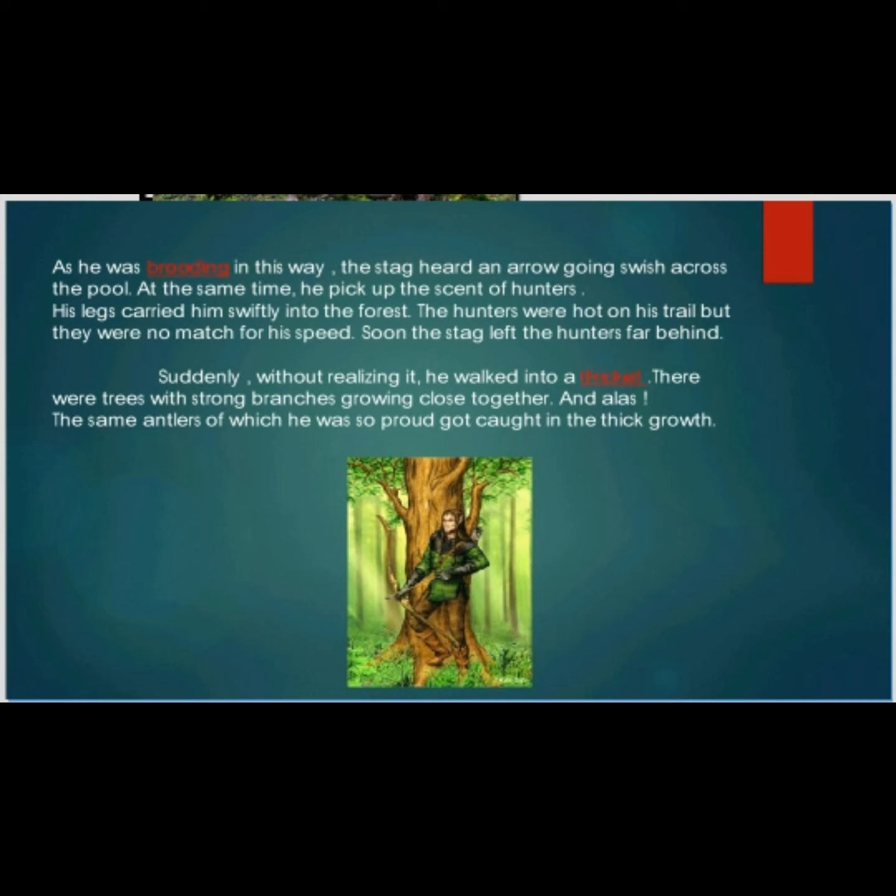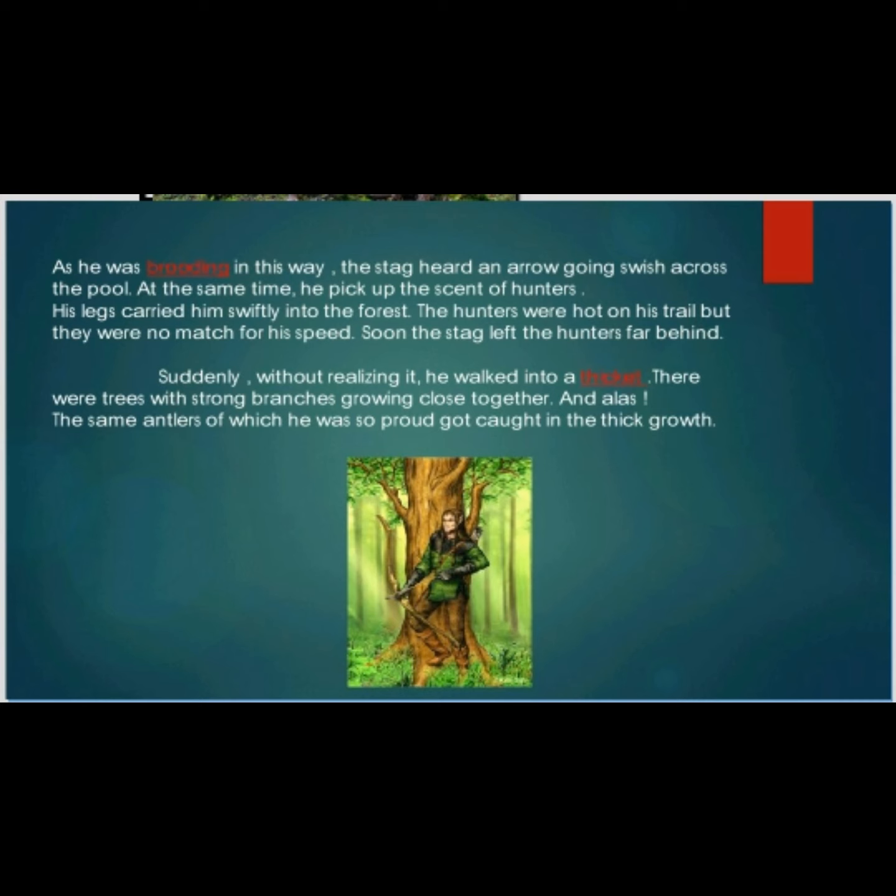The hunters were hot on his trail. Hot on his trail, this phrase means, children, they were very close to him. They were about to catch him. The hunters were very, very close to him. Soon the stag left the hunters far behind.